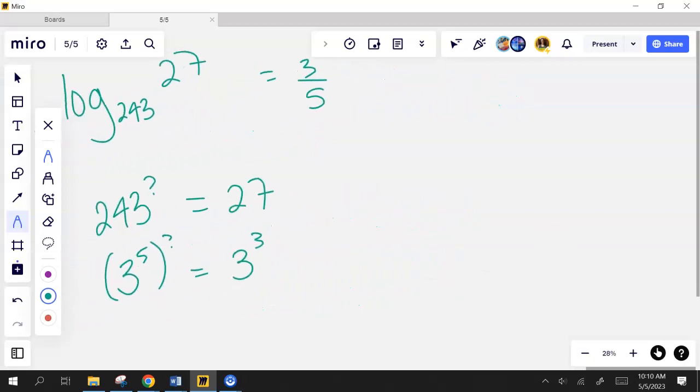13, log base 18 of 1. So 18 to the what power gives you 1? That's one of your properties. What can you? 0. Anything to the 0 power is always 1.